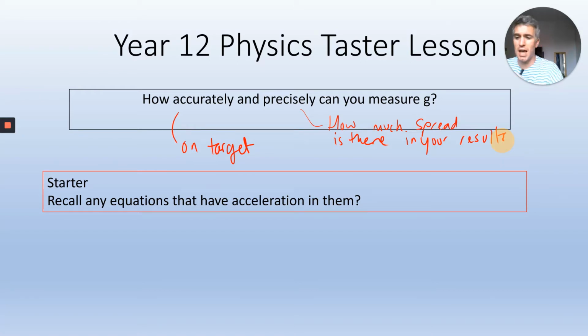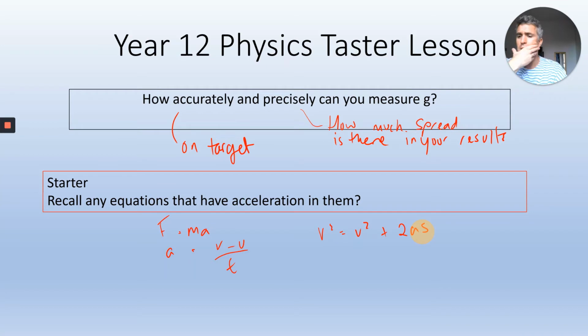Let's think of some equations that have acceleration in, though. The simplest one, F equals ma: force is mass times acceleration. Another one, we've got acceleration is change in velocity over time. That's another good one. We could have this one, v squared equals u squared plus 2 times acceleration times displacement. V squared equals u squared plus 2as.